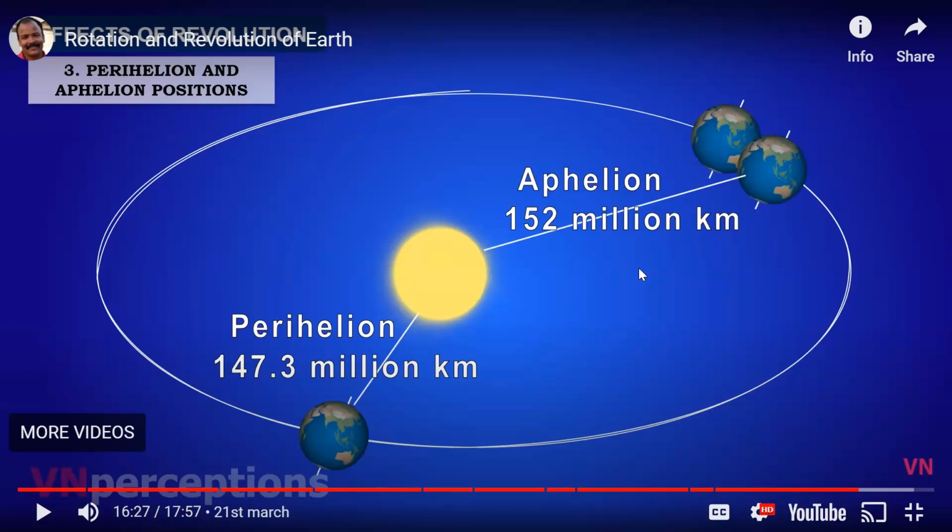Okay, put the next heading in your notebook. Put effects of revolution 2 and put the heading like this. No need to look into the book. Perihelion and aphelion. Perihelion is closest. Remember this about aphelion, the A means away, so don't get confused.